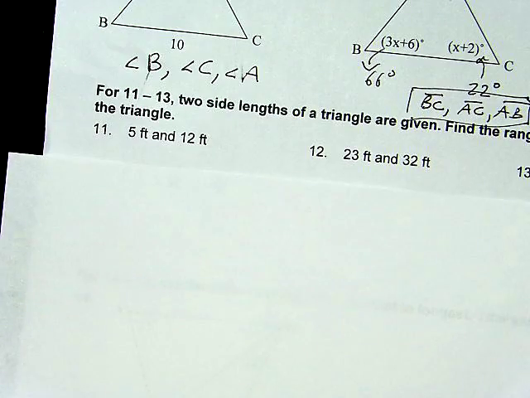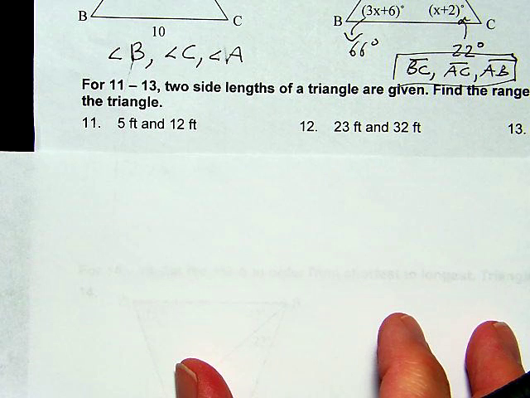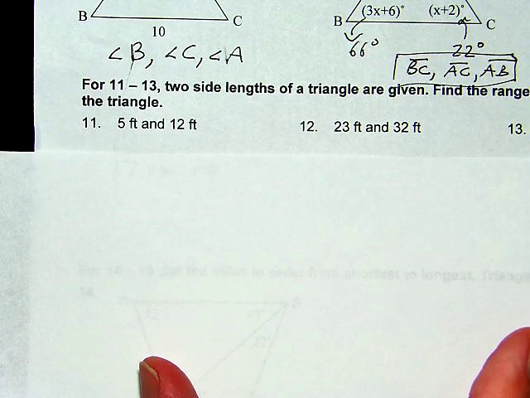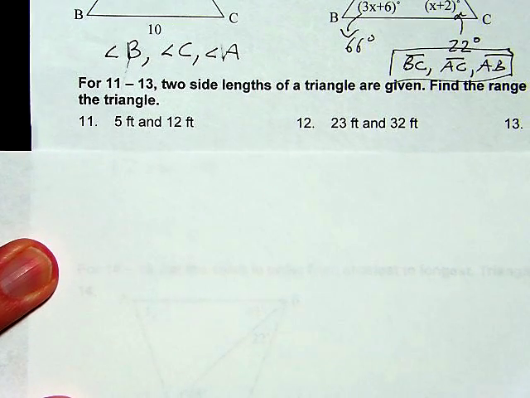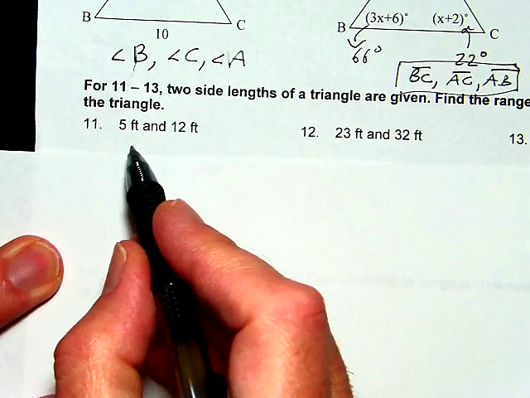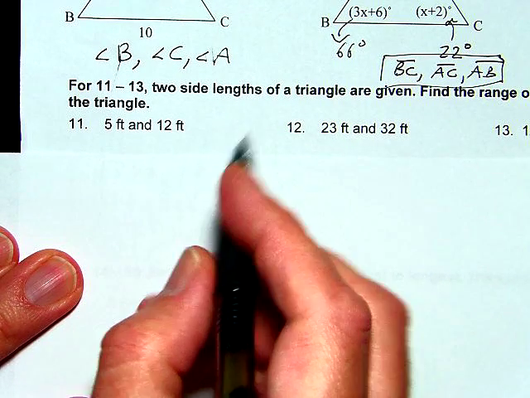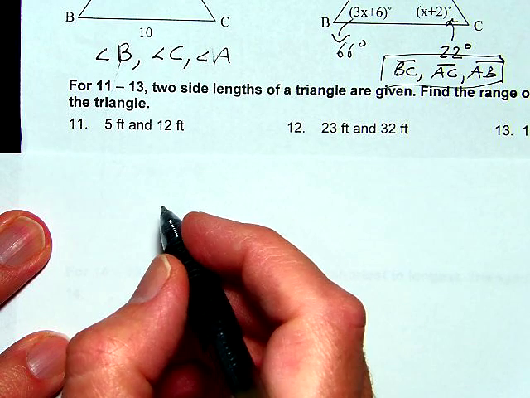So the next problem we're being asked to do is a little bit different and a little bit more difficult. Two side lengths of a triangle are given. We have to find the range of possible values for the third side of the triangle. We're not told anything else. So here we are given two sides of the triangle, 5 and 12. We've got to figure out what are the possible range of values for the third side.